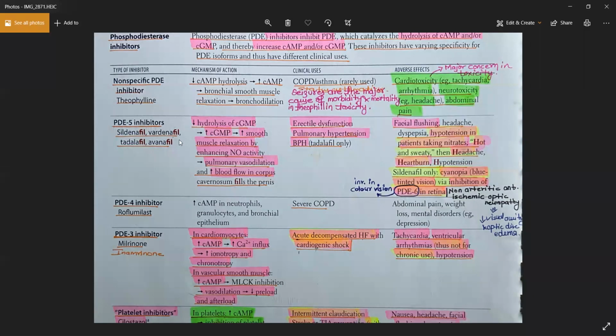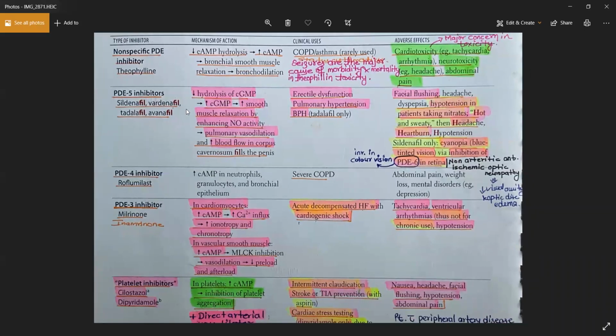Okay, very important. Then come the phosphodiesterase 5 inhibitors, which have "fil" in their name: sildenafil, vardenafil, tadalafil, and avanafil. What do they do? They inhibit the hydrolysis of cyclic GMP so that the cyclic GMP concentration is increased. Once cyclic GMP is increased, it leads to smooth muscle relaxation by enhancing nitric oxide activity, because nitric oxide works by the cyclic GMP mechanism.